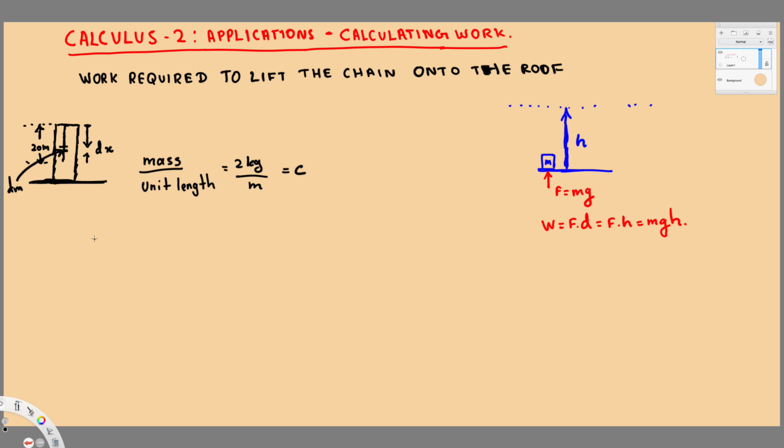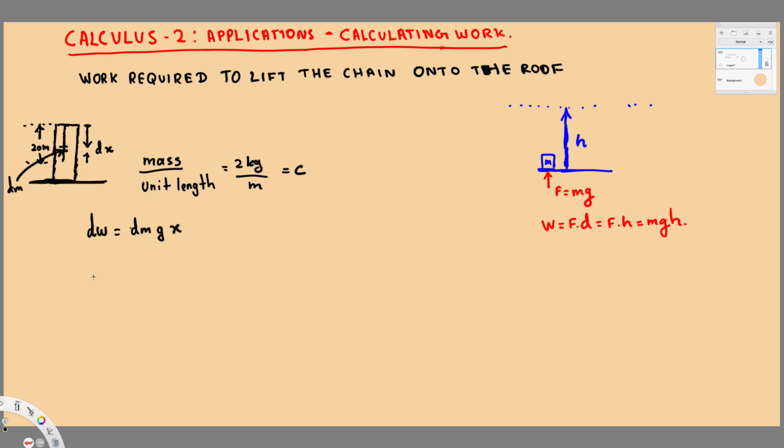So first of all, dW is going to be, as we discussed here, mg times h. But here we are talking about the small part. So for this one, it's going to be dm g times x, right? So x is the total height, and that's the work required to lift this one.